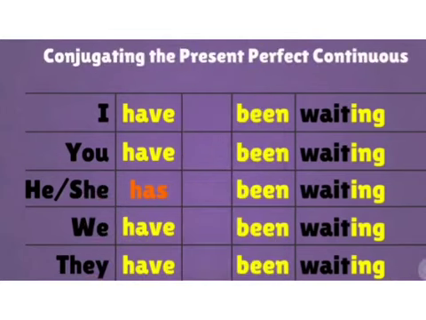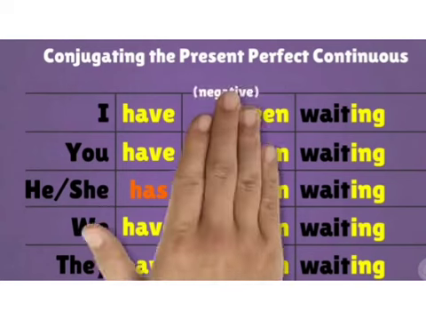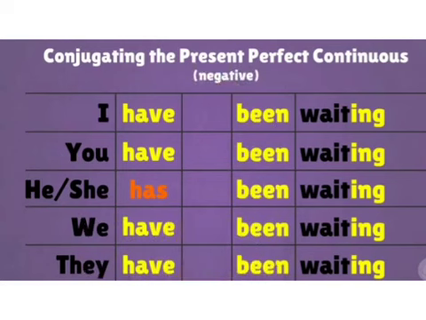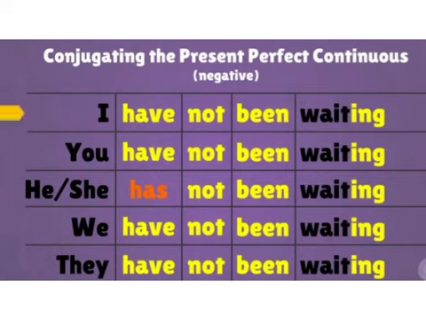So what will come? Fill in the gap, children. Yes, you are right, for negative, not. I have not been waiting. You have not been waiting. She has not been waiting, or he has not been waiting. We have not been waiting. And finally, they have not been waiting.